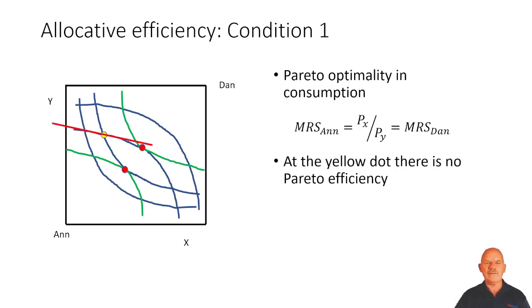Okay, so you can also see that the slopes of the indifference curves, the marginal rates of substitution, at yellow are not the same. The slope for Ann is quite vertical, and the slope for Dan is flat. So the equilibrium condition that we have on the right doesn't hold, because the marginal rates of substitution are not the same.